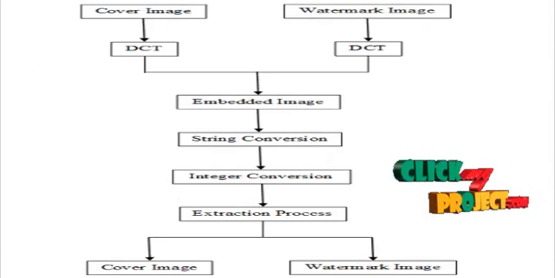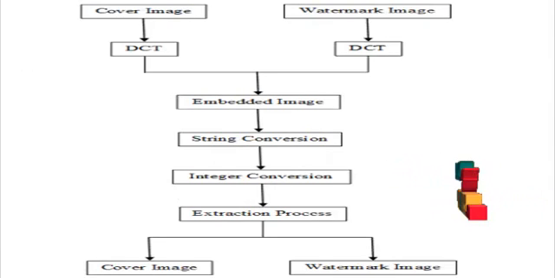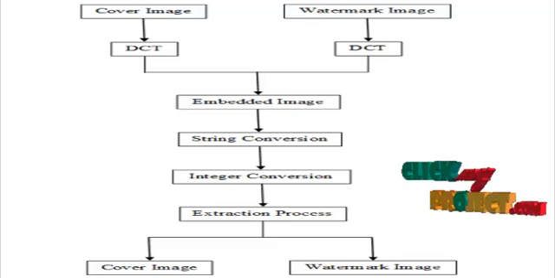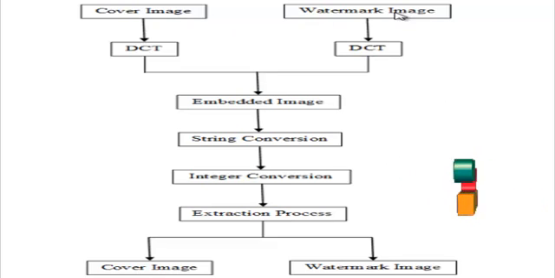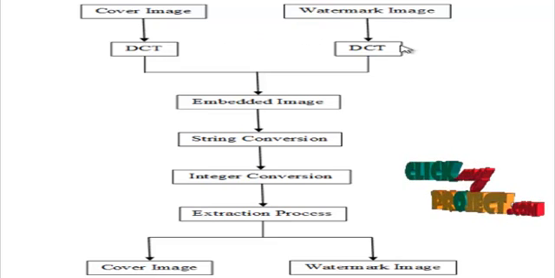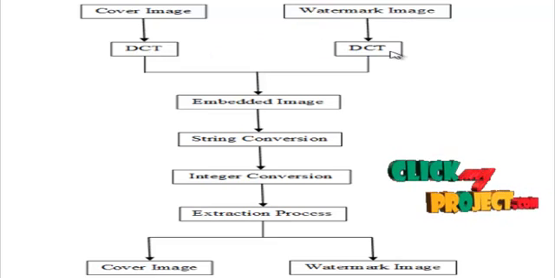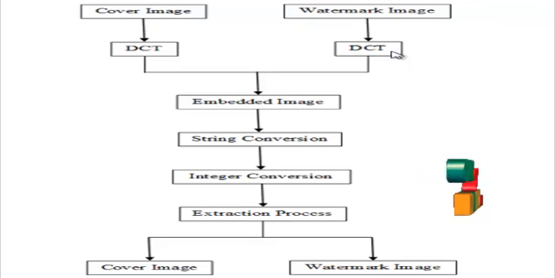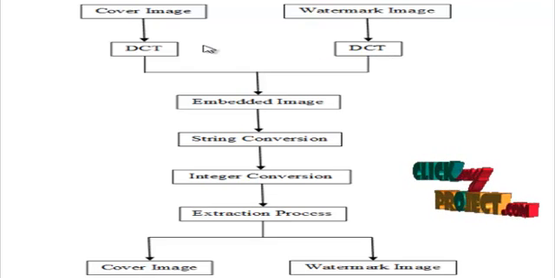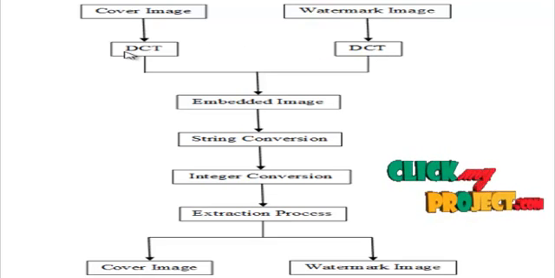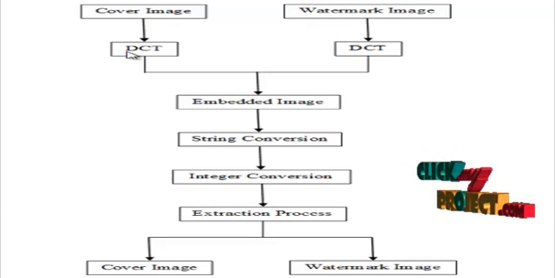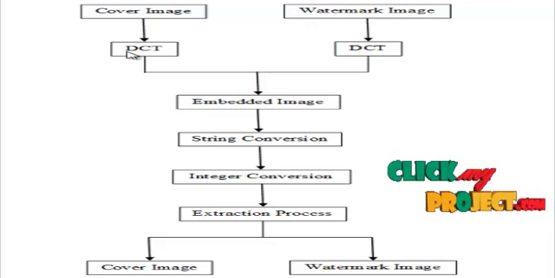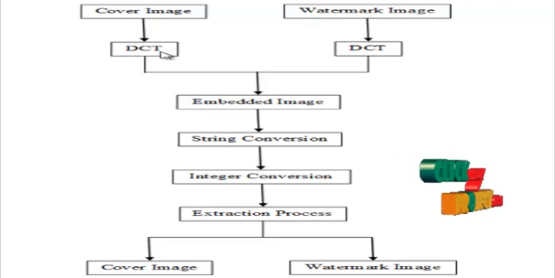Let me see the flow of the process. We first acquire the cover image and the watermark image. DCT is applied to both of the images. Instead of combining the cover and watermark directly, DCT is applied and after that the combination is employed. This will secure the image pixels in the image.